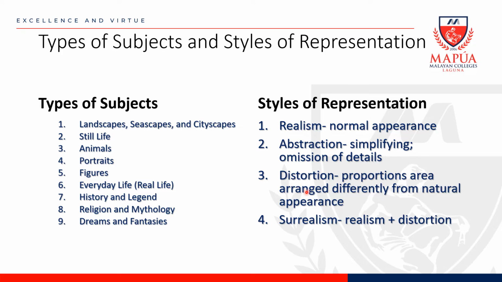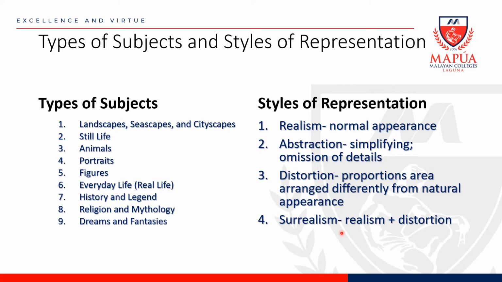Next, distortion. So when you distort an image, proportions are arranged differently from natural appearance. So it looks weird, it looks sometimes ugly, it doesn't look appealing at all. Surrealism, so it's a combination of realism and distortion. So it's dreamlike. It's as if you're looking at an image which is a representation of a dream.